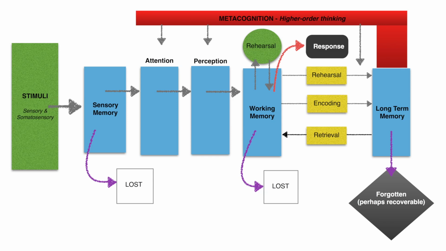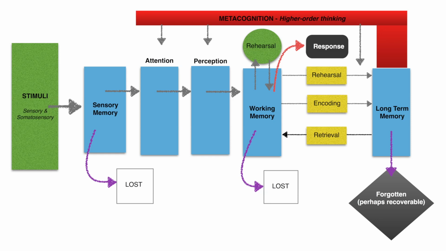Working memory, or short-term memory, can be moved into long-term memory with rehearsal, which further encodes the information. Once information is stored in long-term memory, it can be retrieved in order to respond to the task at hand from the working memory. It is also possible to forget what was once in long-term memory, which is often recoverable.